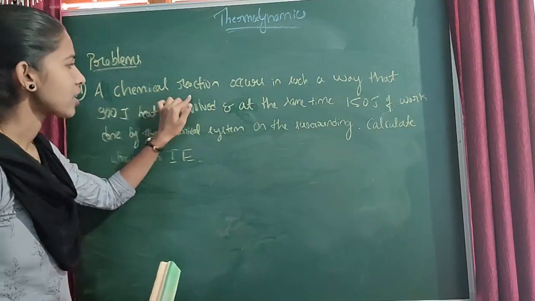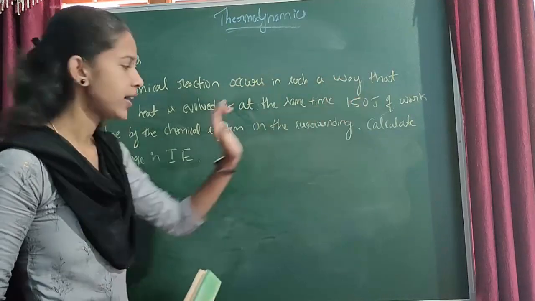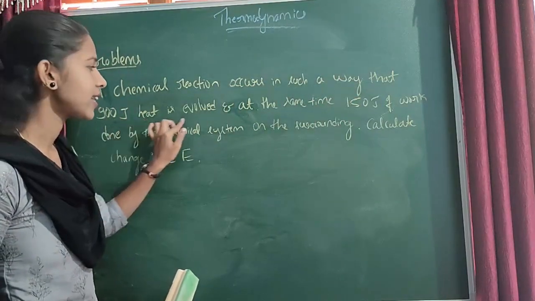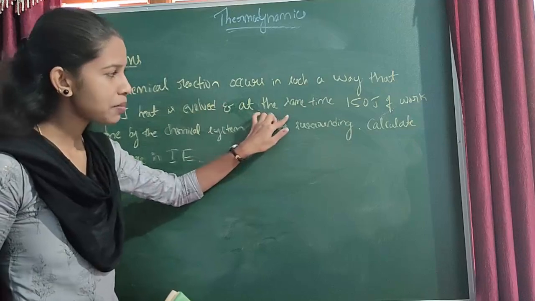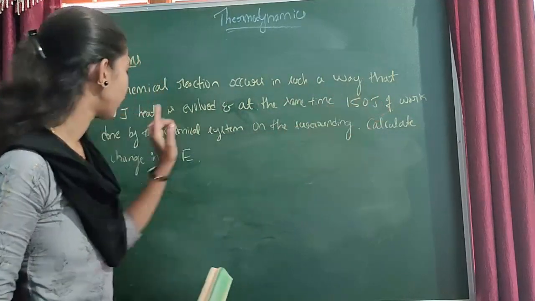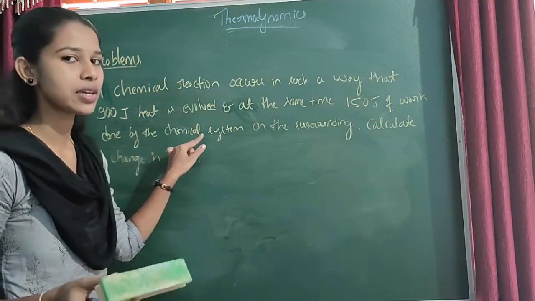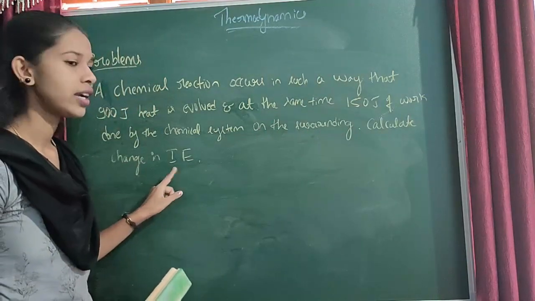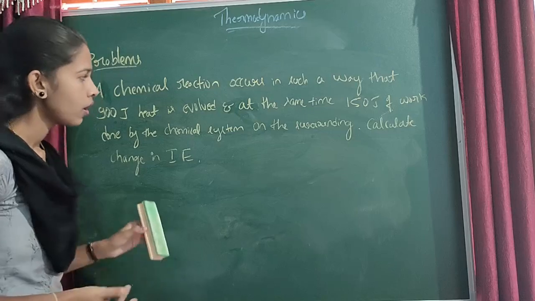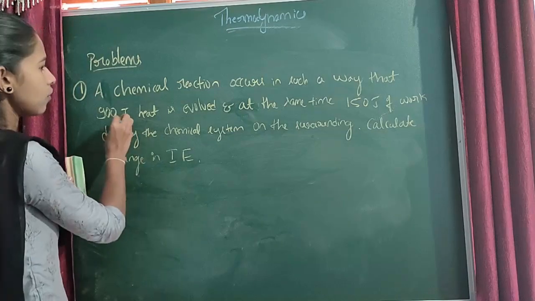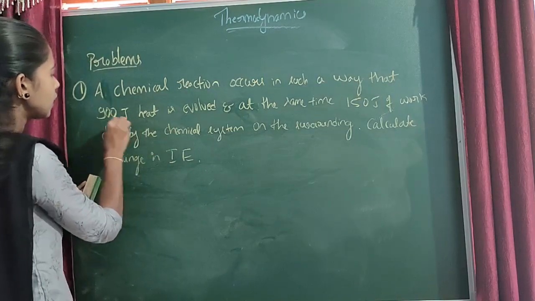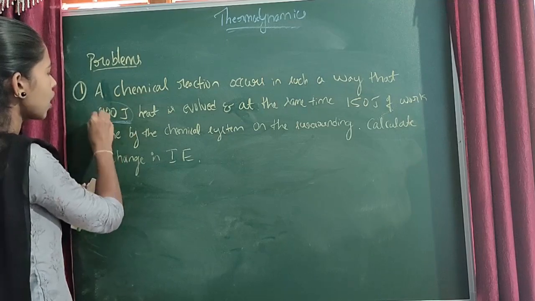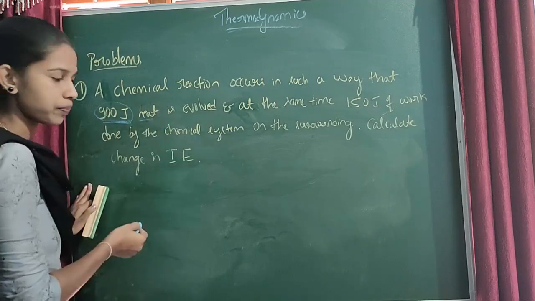A chemical reaction occurs in such a way that 900 joule heat is evolved, and at the same time 150 joule of work is done by the chemical system on the surrounding. Calculate the change in internal energy. What they have provided is that 900 joule of heat is evolving.